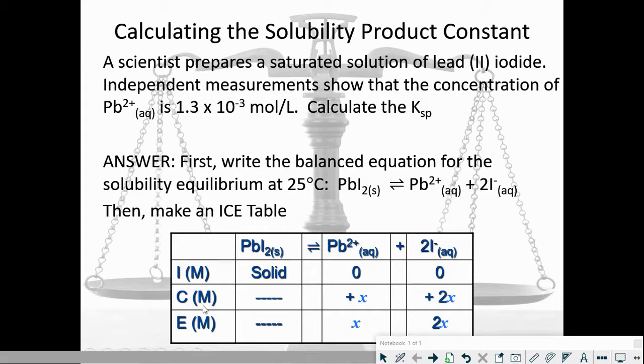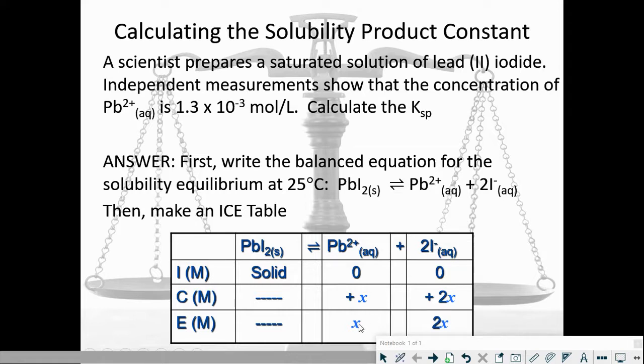Then what's the change? After we drop the solid into the water, the concentration changes. So the lead ion increases by a plus 1x. The iodide ion increases by a 2x. So we know that the water will now contain more lead ion and more iodide ion than initially.